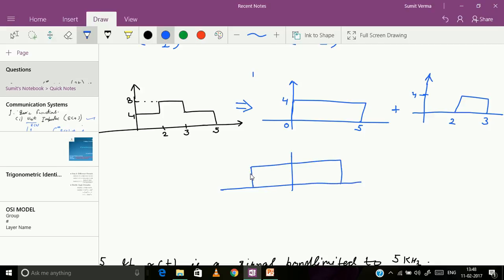So it becomes a, I'll keep the width same. It is 5, so minus 2.5 to 2.5, because I want to make it symmetrical about the origin. So the amplitude is 4, there is no problem there.